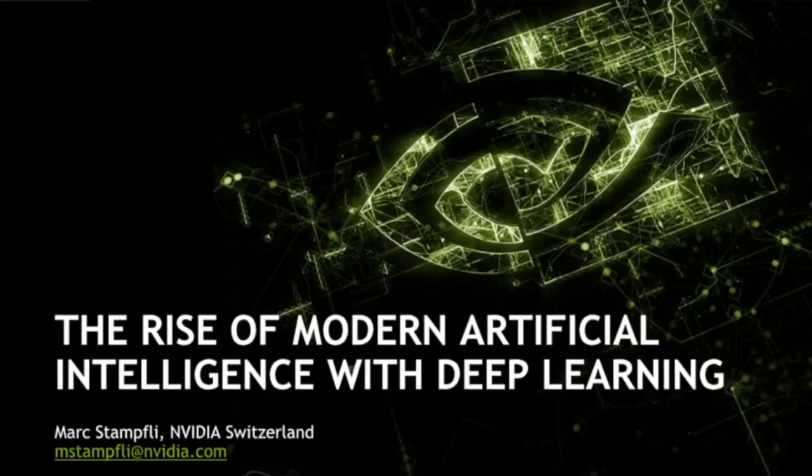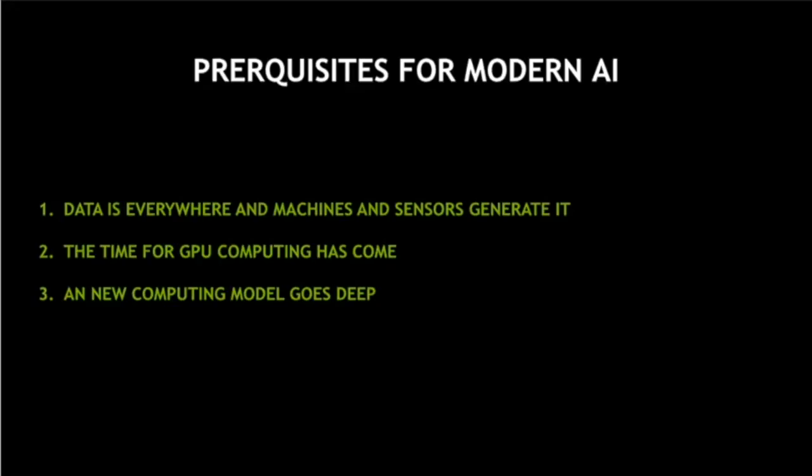I want to speak about the rise of modern artificial intelligence with deep learning, because a lot of things went on in the last years, and I think it's important for people to understand what was actually happening, what was the reason why we are where we are now. So there were actually 3 prerequisites required for modern AI.